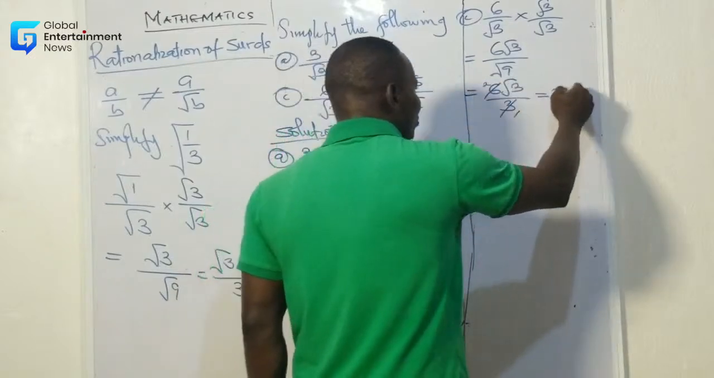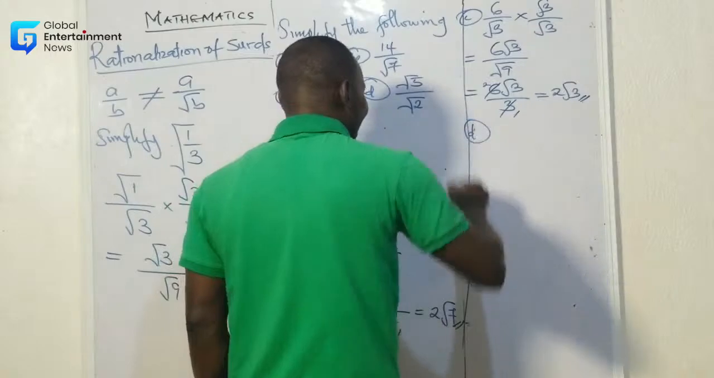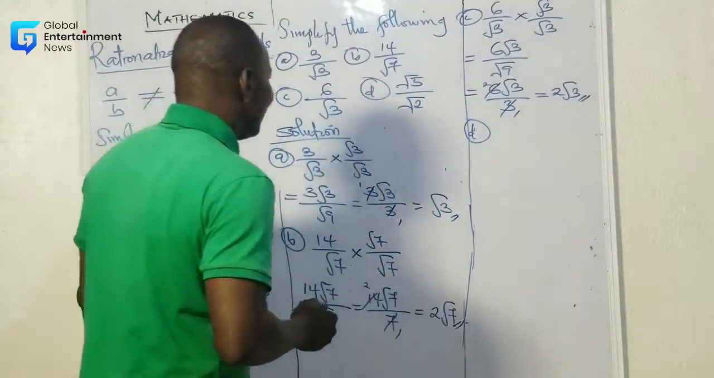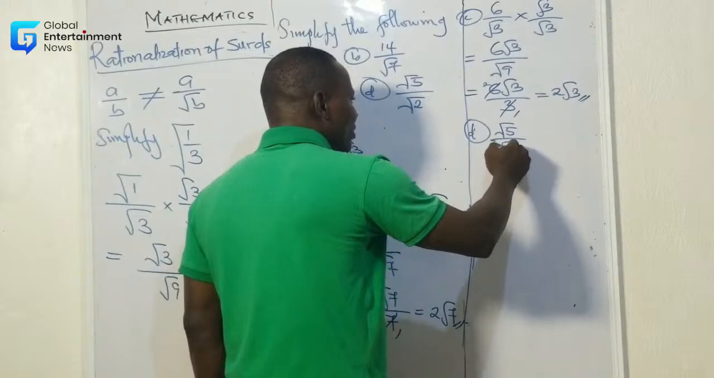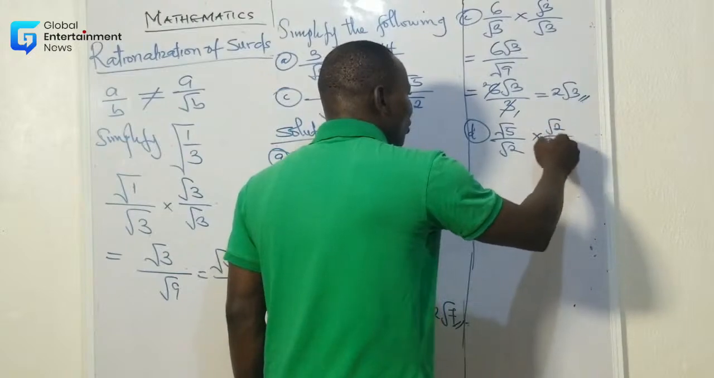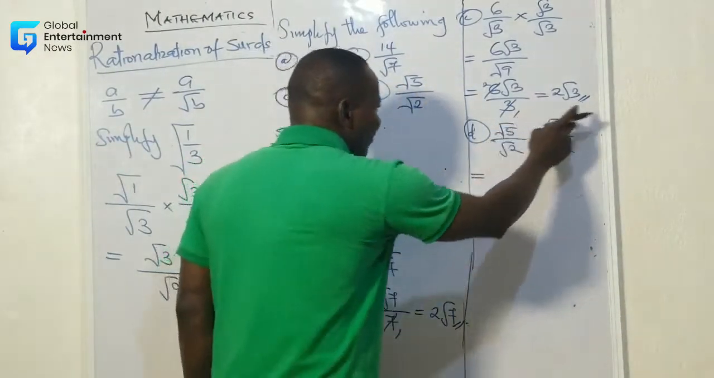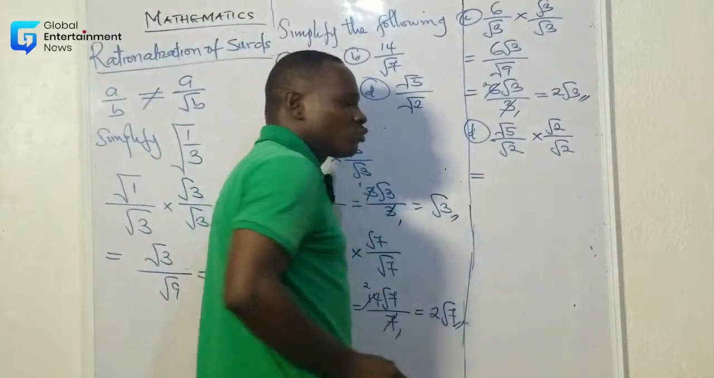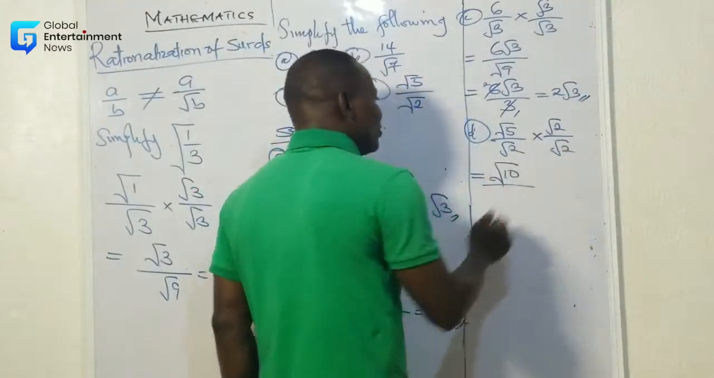That is 2 root 3. And the final one, that is the last one. What do we have? We have root 5 over root 2. So what do we do? We multiply by root 2 over root 2. So what do we get here? Root 5 times root 2 is root 10, all over root 2 times root 3 is what?